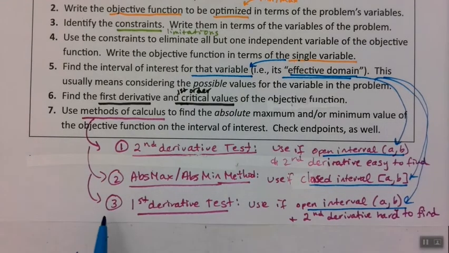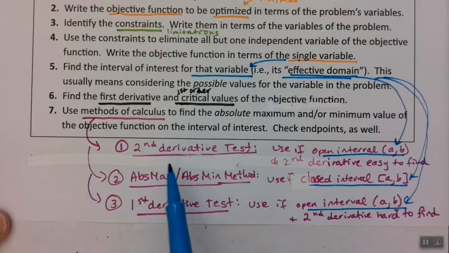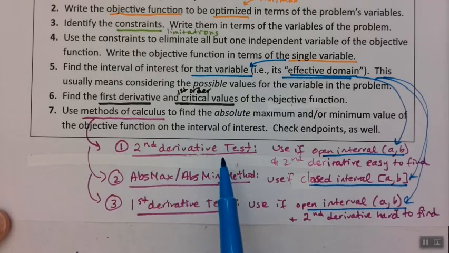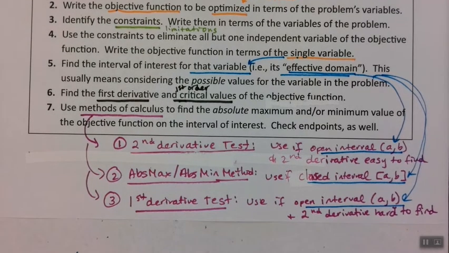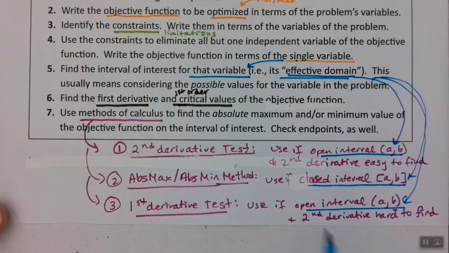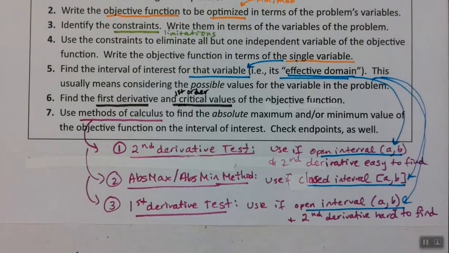So I actually put these in the order of the way that we use them. We use the second derivative by far the most often, then the absolute max-min method, especially if there's a closed interval, and then the first derivative test is the one we use the least, at least in a Calc 1 context. I mean, that might change based on what course you're in, but for us, this is the order we go in for our methods of calculus.